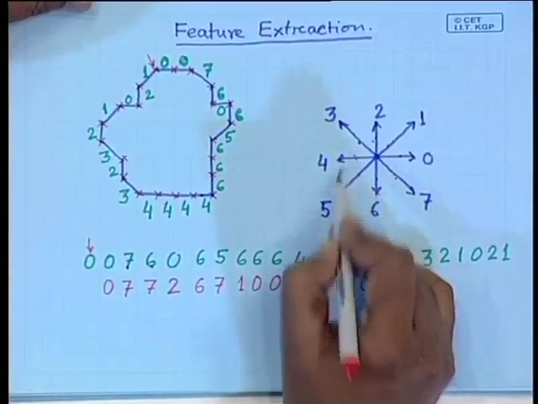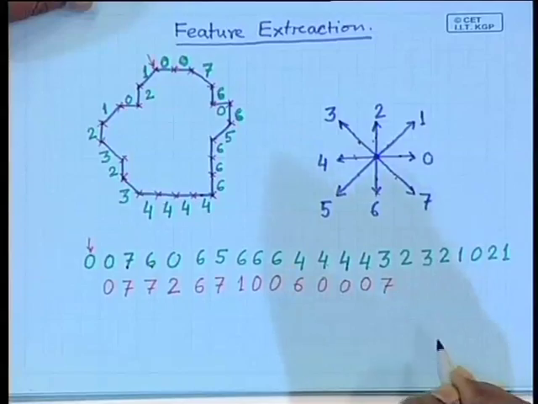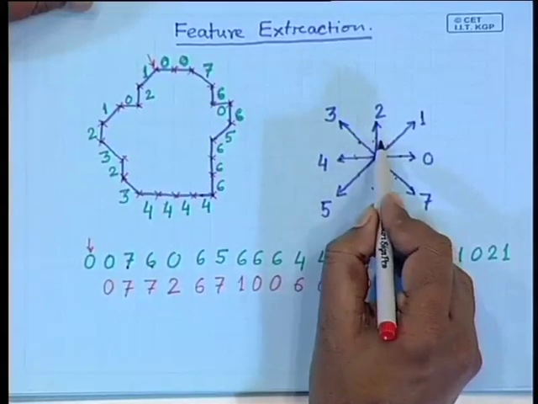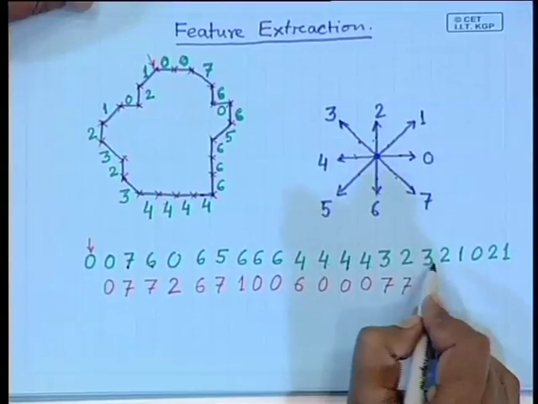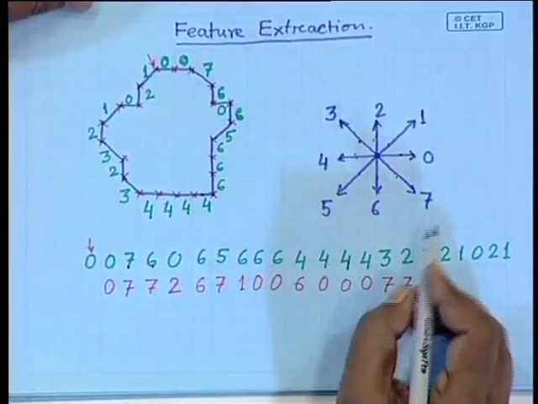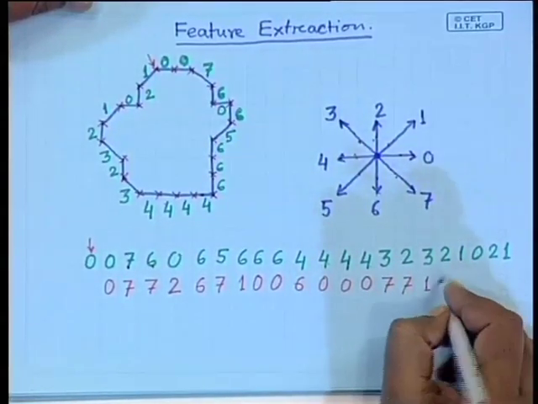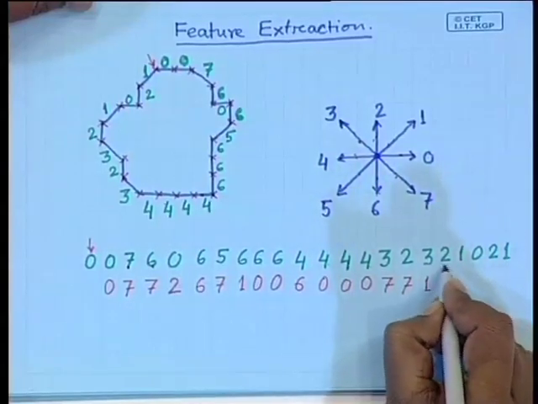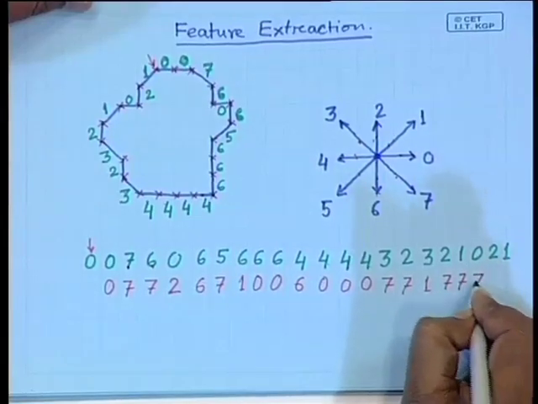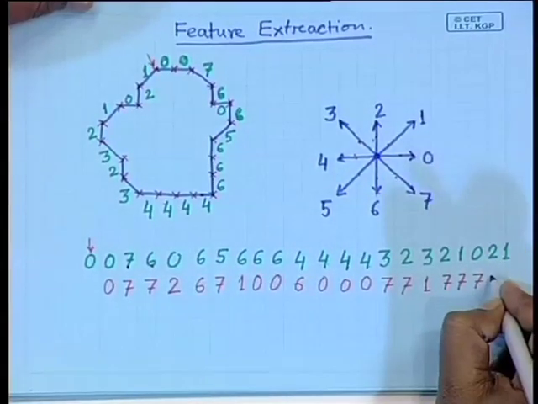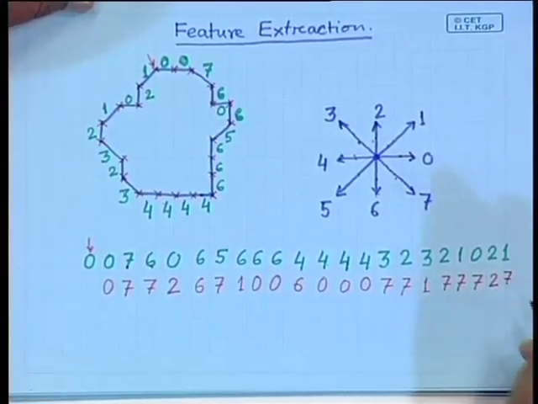4, this is 3. So, if you compute in the anti-clockwise direction, you find that I have to perform 7 steps of rotation. Then 3 to 2, again I have to perform 7 steps of rotation. Then 2 to 3, following anti-clockwise direction, I have to perform only 1 step of rotation. Then 3 to 2, again 7 steps of rotation. 2 to 1, again 7 steps of rotation. 1 to 0, again 7 steps of rotation. 0 to 2, I have to perform 2 steps of rotation. Then 2 to 1, I have to perform 7 steps of rotation.